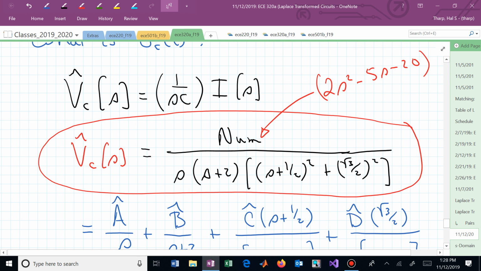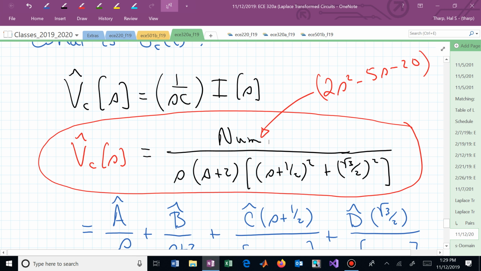The s squared vanishes, the s vanishes, we're just left with minus 20. What happens downstairs? Well, we've already canceled the s, so we're not blowing up by the denominator vanishing. That's accounted for with the multiplication by s in the final value theorem. We let s equal 0, we get 2 times whatever is in the square brackets, and that's 1/2 squared plus the square root of 3 over 2 squared. And that's 1. That was fairly painless to find A hat, which is really what we just did.